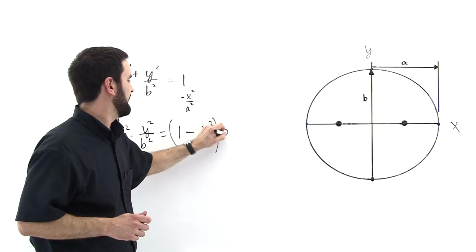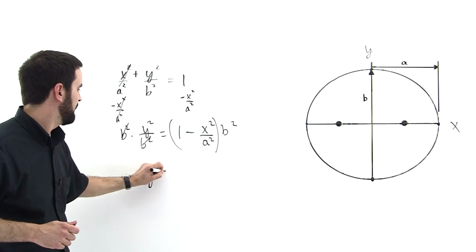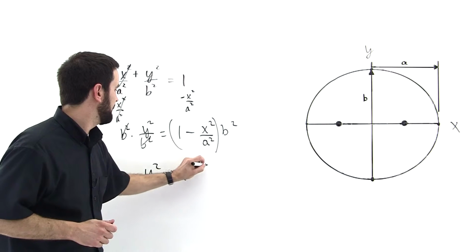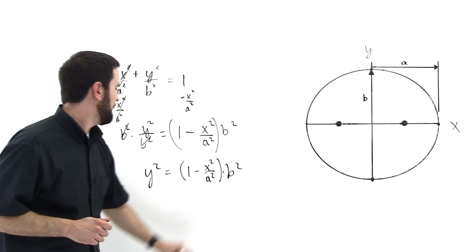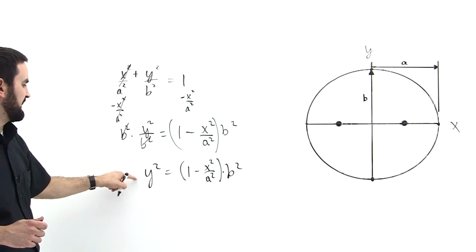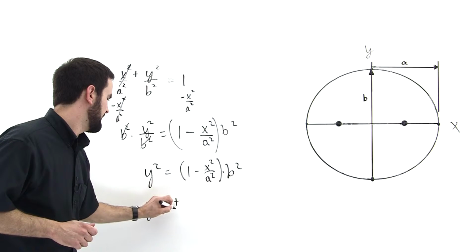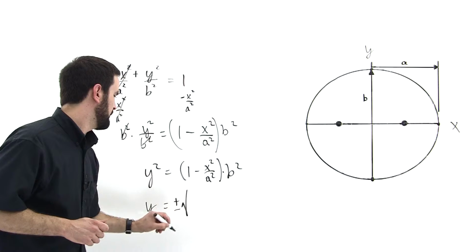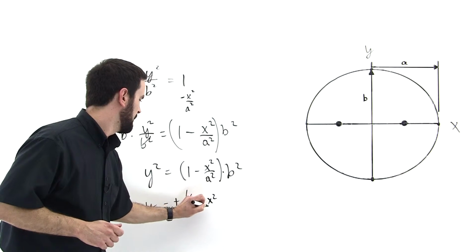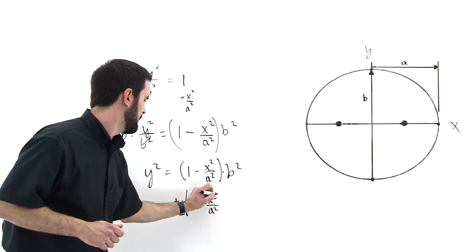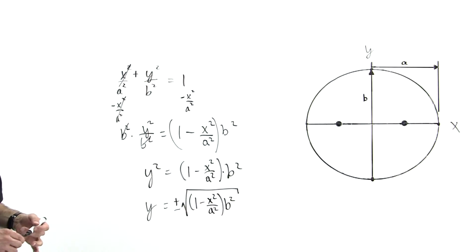But remember, this whole thing has to be multiplied times b squared. So these will cancel, and then we'll have y squared is equal to 1 minus x squared divided by a squared, times b squared. Taking the square root to isolate y by itself, we'll have y is equal to plus or minus the square root of 1 minus x squared divided by a squared, times b squared, like so.